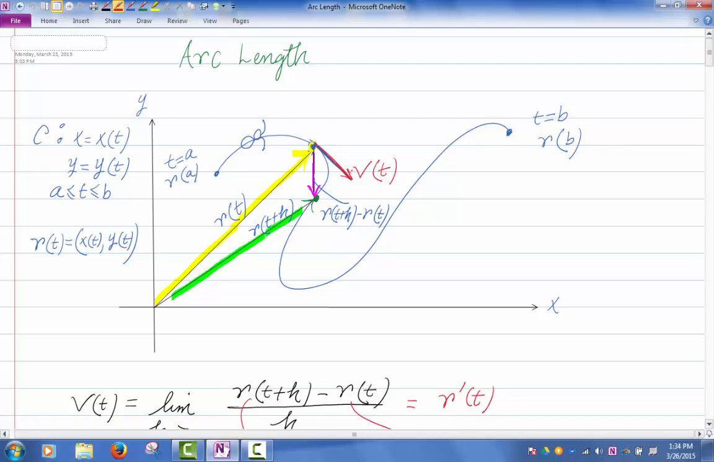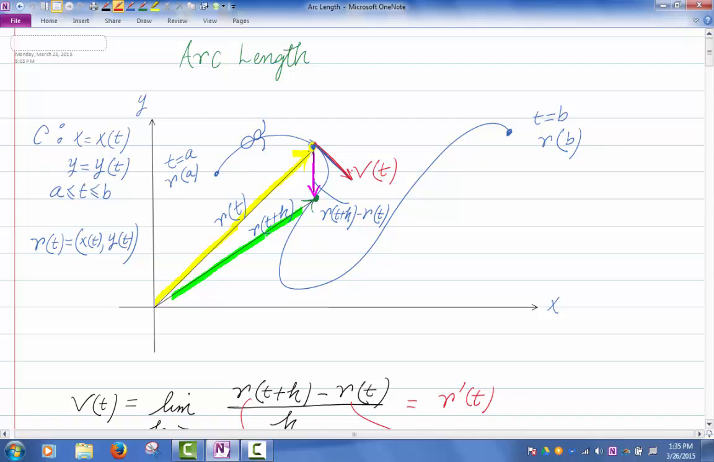Now, I am going to think of r of t as a vector. So I'm going to think of r of t as the vector where the tail of the vector is at the origin and the tip of the vector is the position of the bug. The tip of the vector is the position of the bug on the curve, and the tail of the vector is at 0. So the yellow vector that I have, that's r of t. Okay, that's the position vector of the bug.